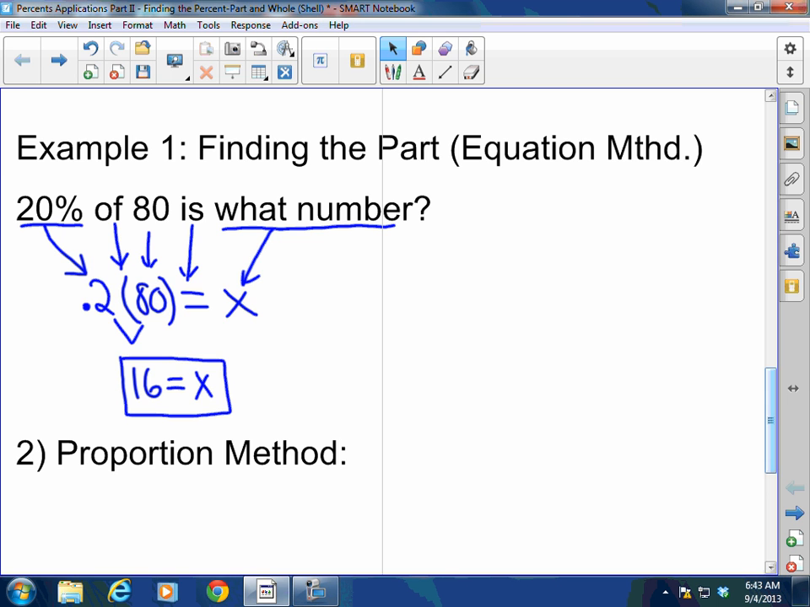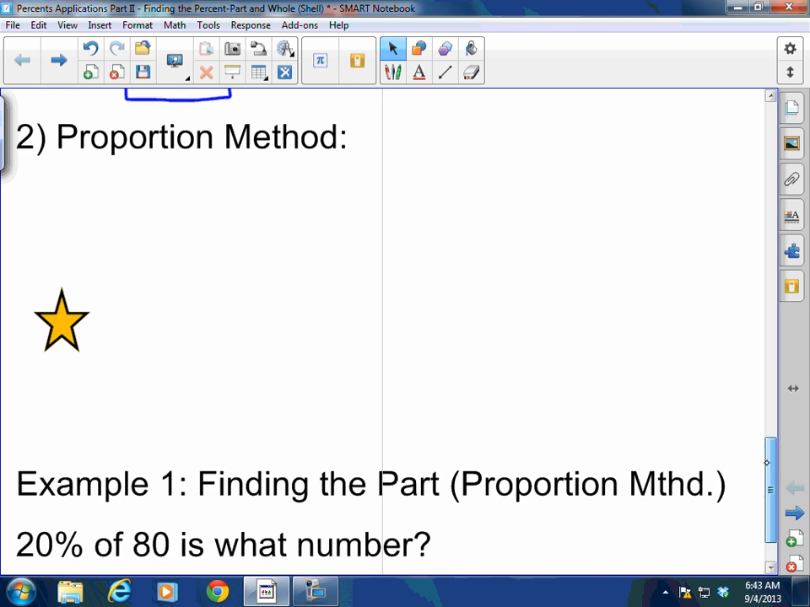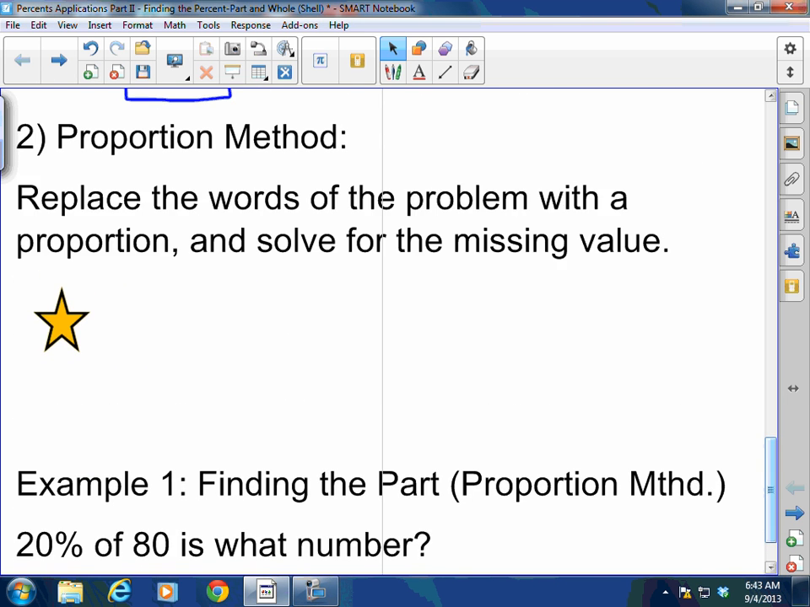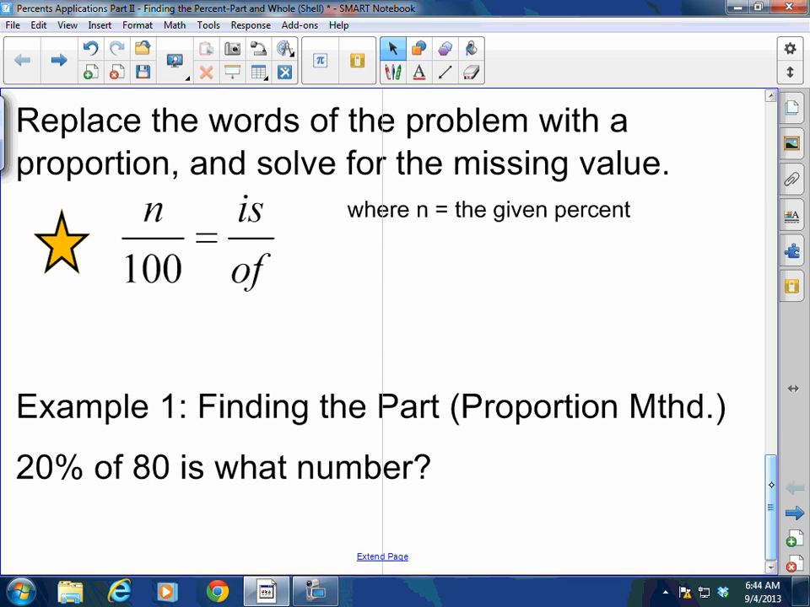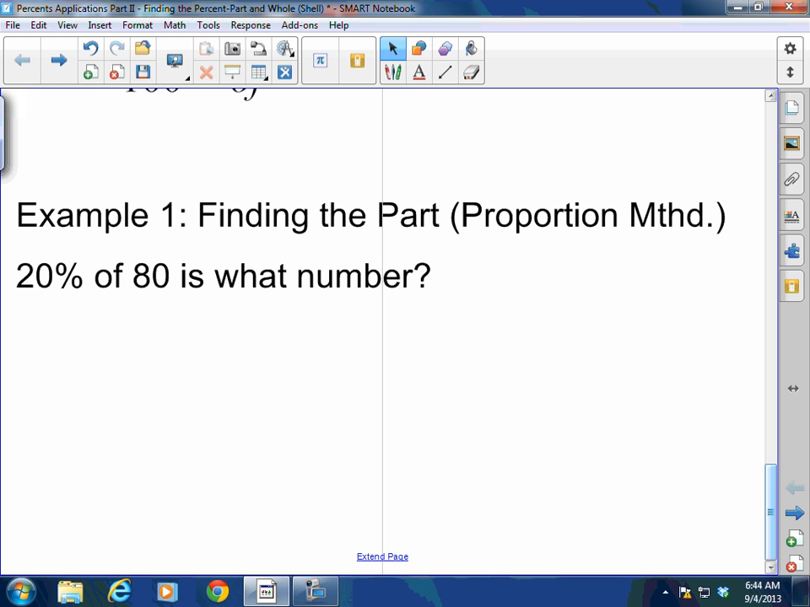Let's look at the exact same thing but with the proportion method. In the proportion method, you're going to replace the words of the problem with a proportion and solve for the missing value. Remember that we're going to use n over 100 equals is over of, where n is the given percent. Okay, let's look at the exact same question. We know the answer already, but let's see how it works using the proportion method. All right, so we got 20% of 80 is what number?